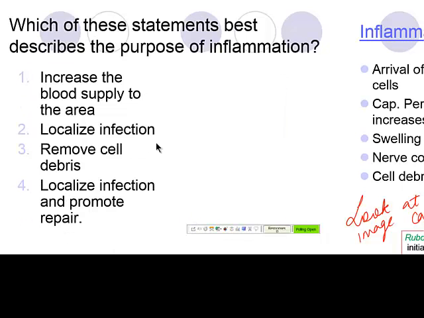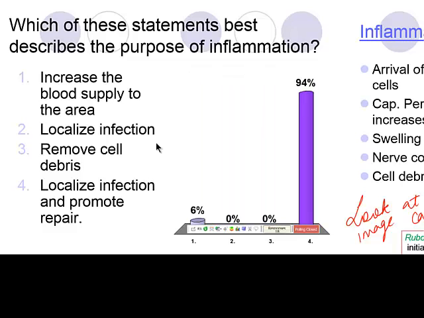Another. Which of these best describes the purpose of inflammation? Very good. All of these happen. It does increase the blood supply, it does localize, and it does remove the cell debris. But the last statement encompasses everything else. So it does localize and promote repair.